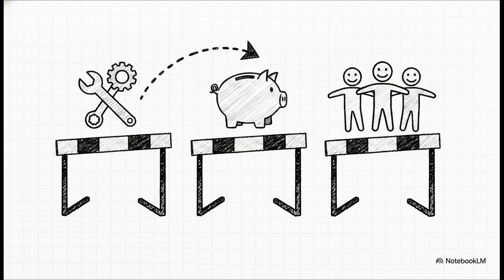So technical feasibility asks, can we build it? Economic feasibility asks, okay, but should we build it? And organizational feasibility asks, if we build it, will they actually come and use it? And here's the catch. You have to pass all three of these to proceed.